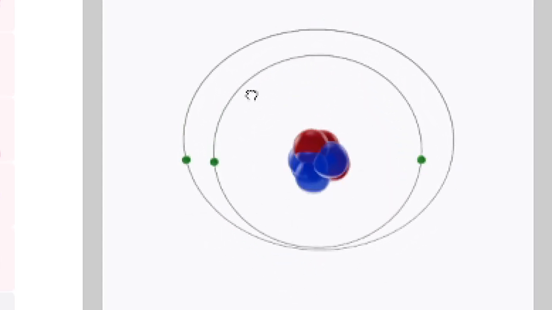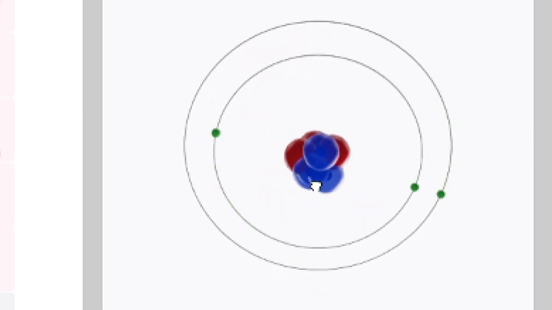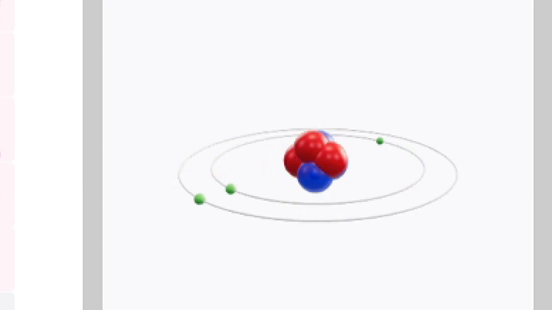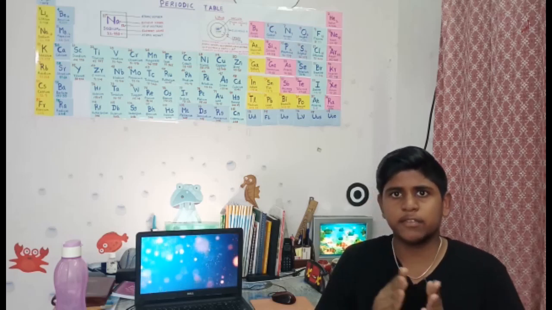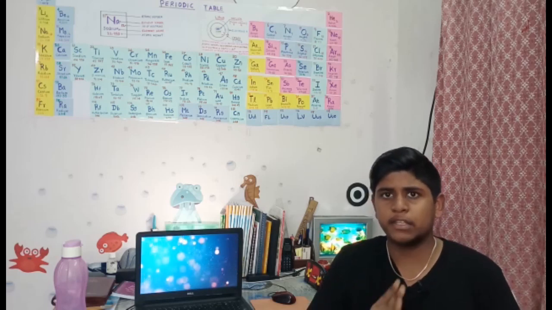You might have learnt that the first orbit can carry 2 electrons, the second orbit can carry 8 electrons, the third orbit can carry 18 electrons and so on. Let me tell you an easier way to remember this. There's a formula, 2n squared. n is equal to the number of the orbit. Since K is the first orbit, n is equal to 1. L is the second orbit, n is equal to 2.